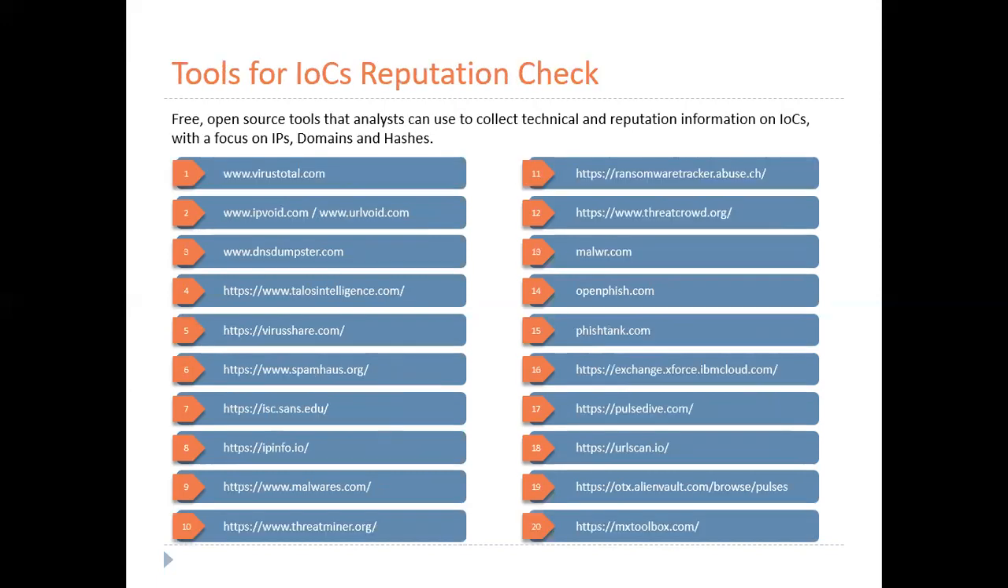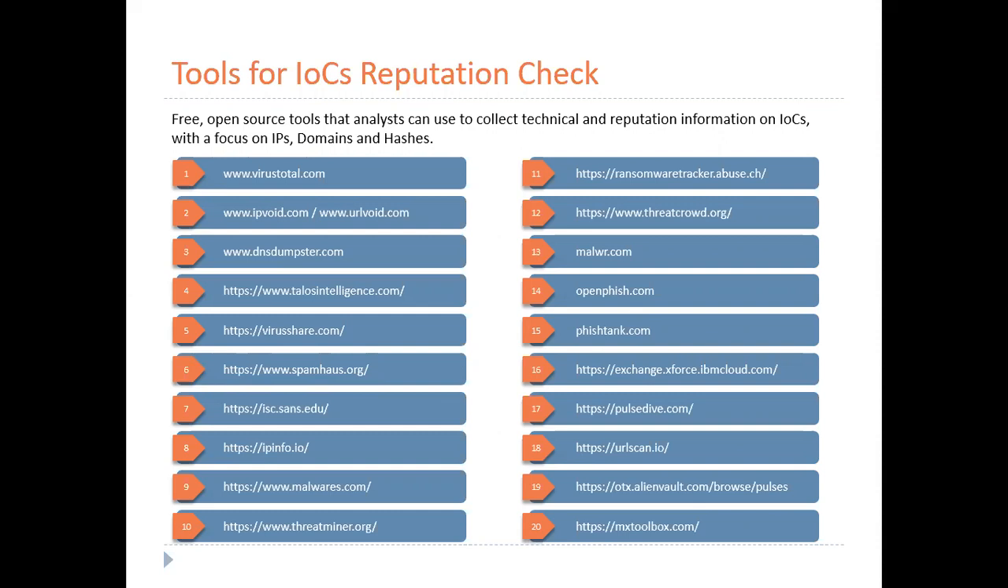Then here are a few tools which analysts can use while performing investigation. These are free or open source tools. Aristotle is a very good source in case you want to check IP reputation, hashes, domain information, URL information. You can use IPVoid or URLVoid to get more information about IPs and URLs. You can use DNSDumpster. There is Talos Intelligence, which is very good to check email reputation, from Cisco.